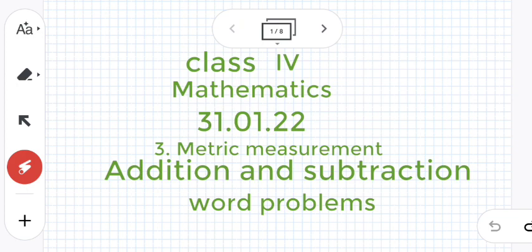So for the measurement of length, I have explained in detail. So here I think you don't need the detailed explanation. You will understand very quickly, I think. So let's start.